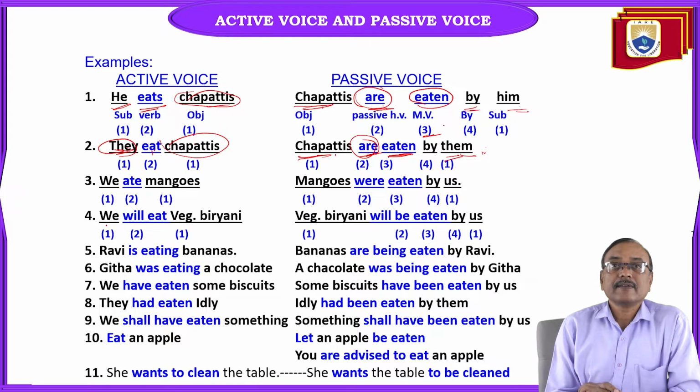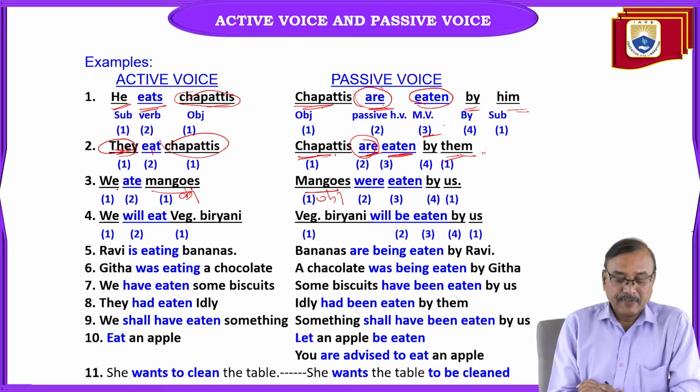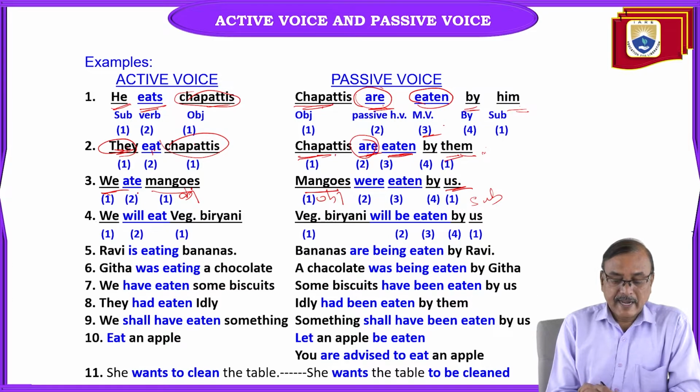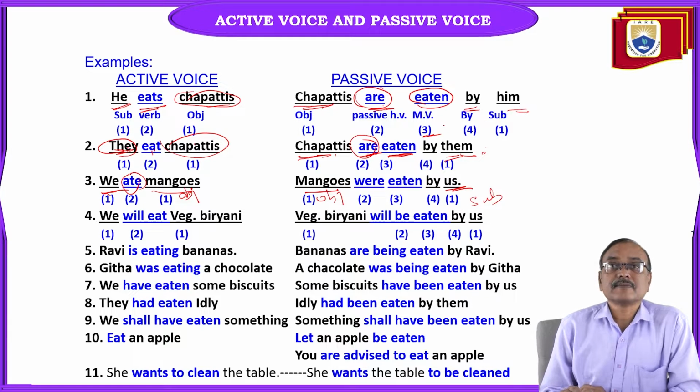See the third one. We ate mangoes. See, this object mangoes is coming to this place, and we is coming to this place as by us. We is becoming us, the subject. And ate is the verb in past tense. But here the main verb is eaten only. So if it is present tense in passive voice, the main verb is V3 only. Past tense, the main verb is in V3 form only.